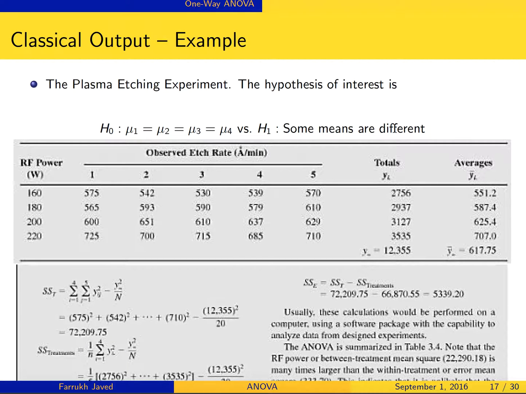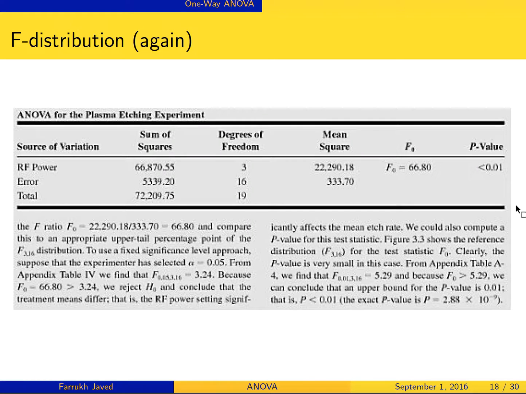Now in this experiment, I have four levels, mu1, mu2, mu3, and mu4, and I say that they are equal. In the alternative hypothesis, I say that some means are different. They may not all be different, but some of them are. So I plug in all the values and calculate my final result utilizing those formulas. It says that the p-value is less than 0.01. So the p-value is really, really low.